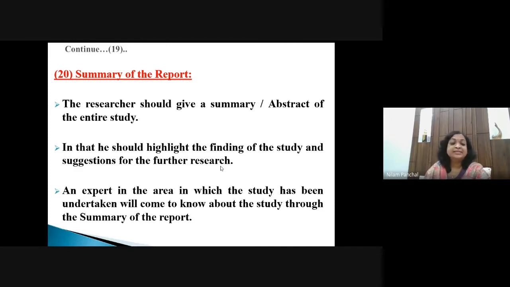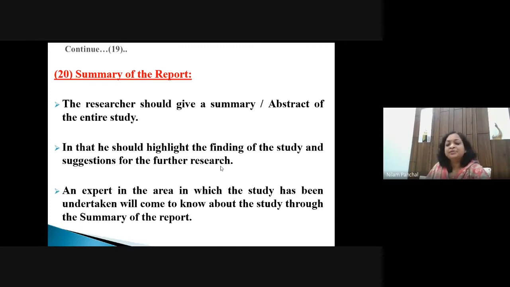And lastly, there will be a summary of the report. So the researcher should give a summary or the abstract of the entire study, right? Which is called a synopsis for the people who are doing a PhD, and for the people who are preparing a report, there should be a short summary. And when you are preparing a paper, then this summary of the report will go as a conclusion of your paper.